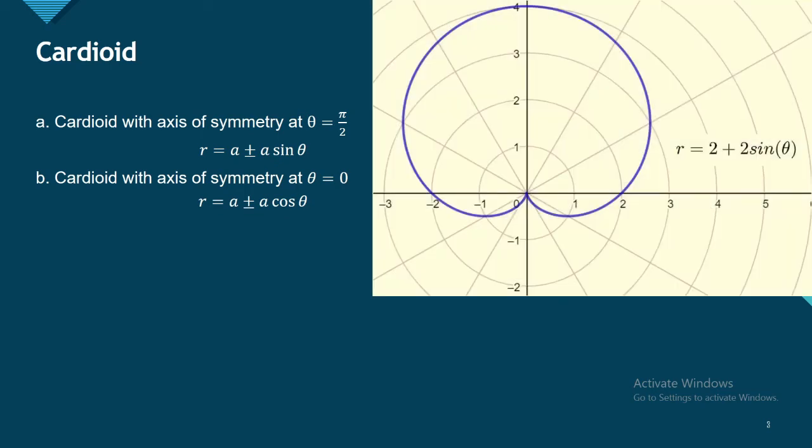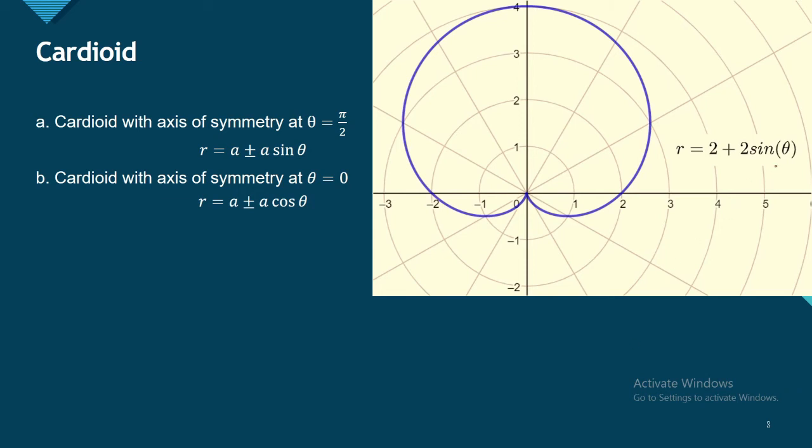This one is the case for r is equal to 2 plus 2 sine of theta. So a here is equal to 2. And the axis of symmetry being spoken about here is pi over 2. So this is your pi over 2. So this line sweeps an angle that is equal to pi over 2. Okay, again, let us verify this.